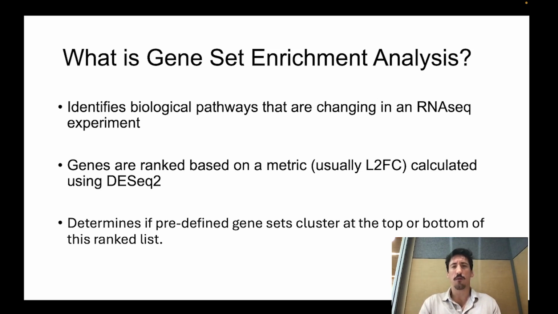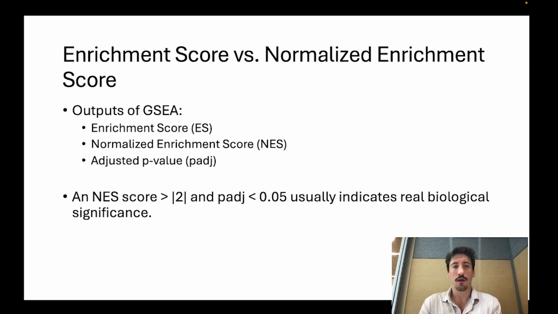So you may be asking, what are the outputs of GSEA? How do you interpret these? The outputs of GSEA are really three main numbers. The first is the enrichment score. The second is the normalized enrichment score, and the third is an adjusted p-value.